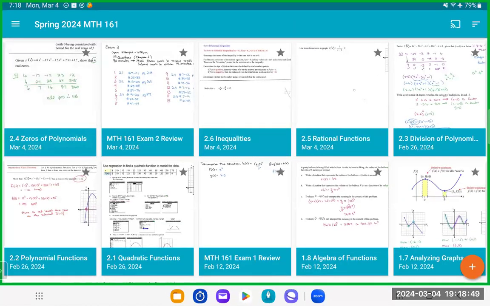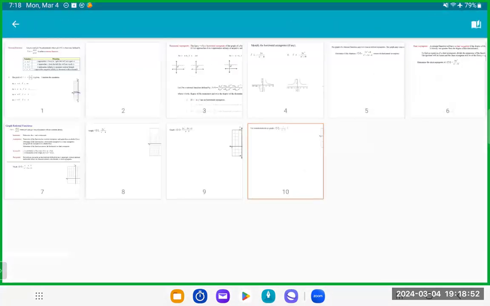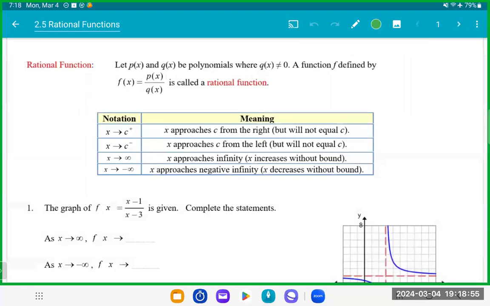All right, so we will move on to the next section. This is section 2.5. It's rational functions. So in this section, we're going to apply some of the notable behaviors to look at and describe infinite behaviors of a function. A rational function basically is just saying if I have a polynomial and I divide it by another polynomial, so long as the polynomial in the denominator is not equal to 0, then I have a rational function.